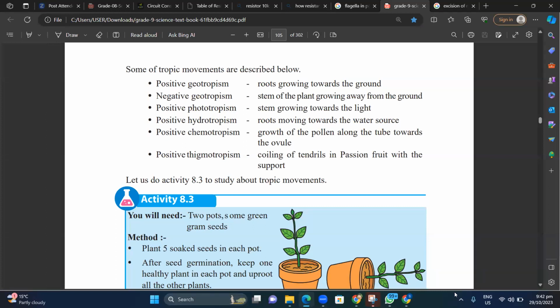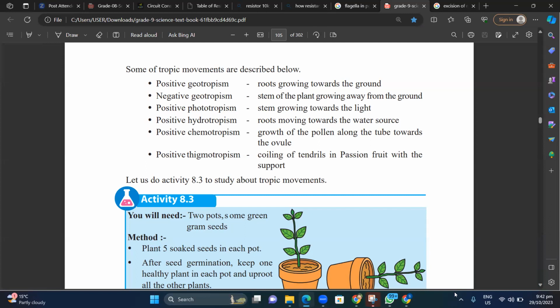And positive phototropism: photo means light, right? The stem is growing towards the light. Positive hydrotropism is roots growing towards the water; the roots are searching for water. Positive chemotropism is basically growth of the pollen tube towards the ovule, right? So this is happening in sexual reproduction in plants. And positive thigmotropism is coiling of tendrils or passion fruit with the support. That is what the creepers show.